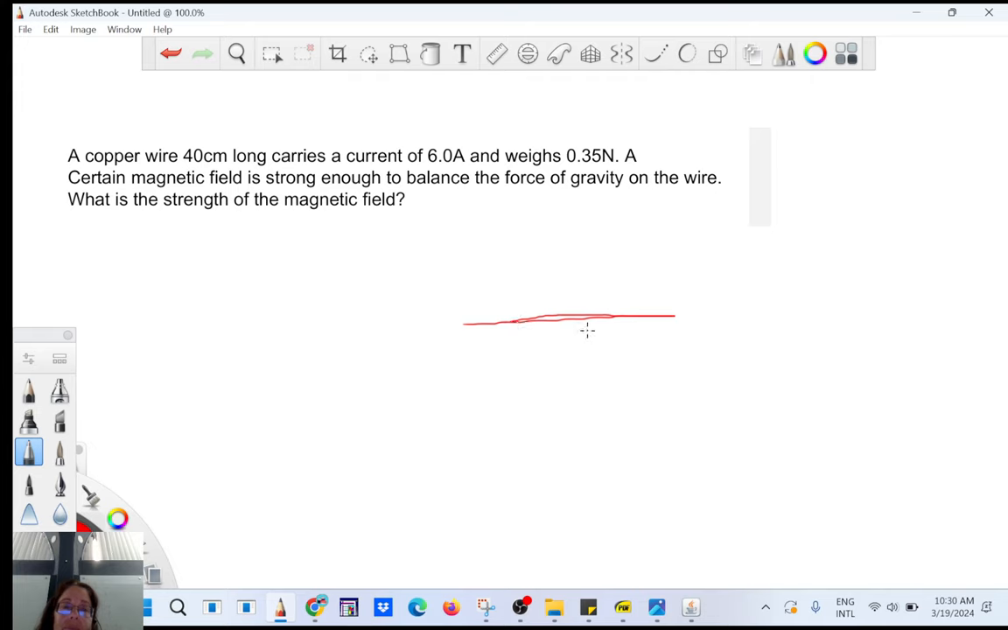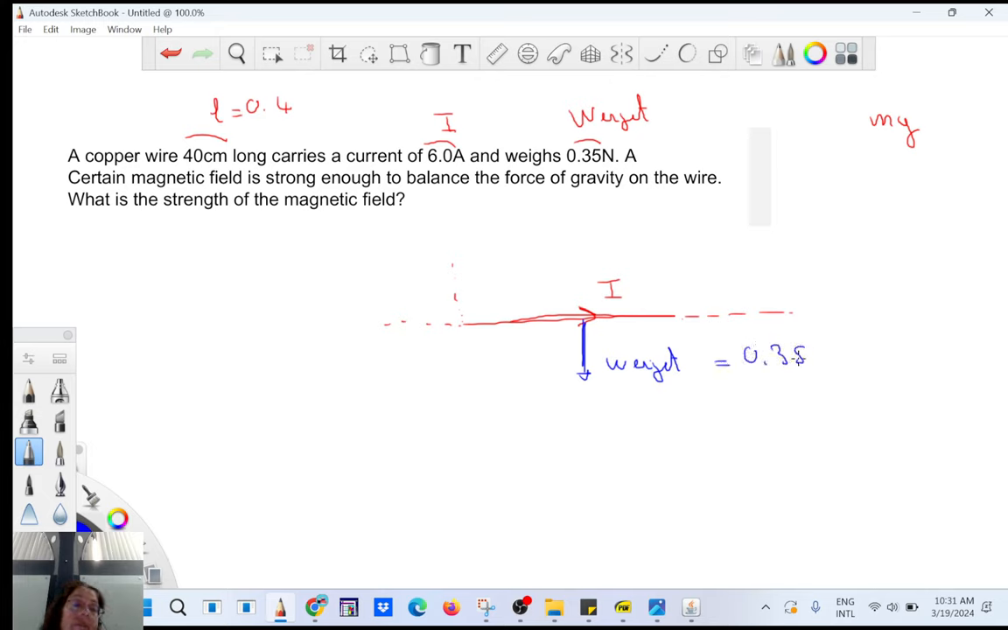So you have a wire. So that will be your current. I don't know how they suspend that wire. I'm not sure how it works, but somewhere there is a plus here and somewhere there is a power supply. So that will be the length, 0.4, and the current here is 6 amps, and that will be the weight, okay? So weight is mg. So that means the weight is down, so this is my down, okay? So that will be the weight. And the weight is 0.35 newton.